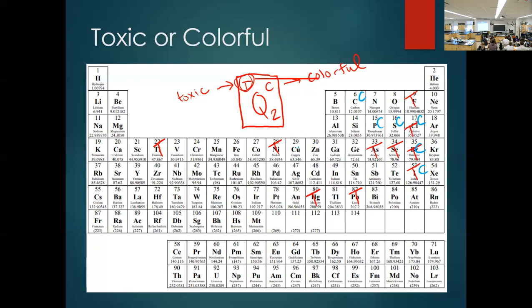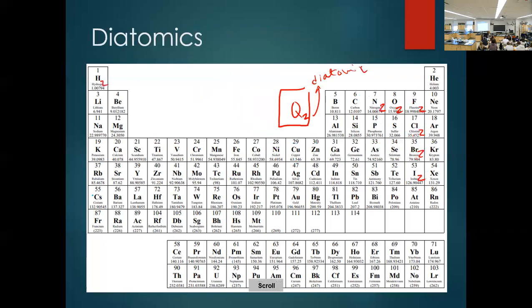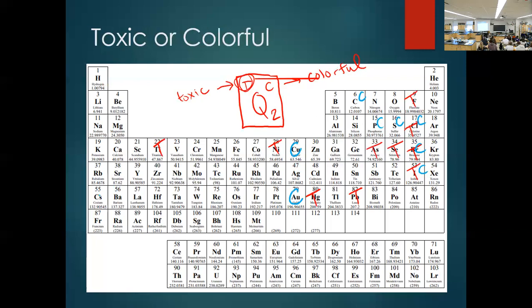We're gonna also say that copper has a color, gold has a color, I love this gold, and cesium has color.